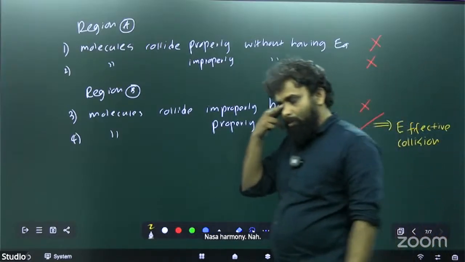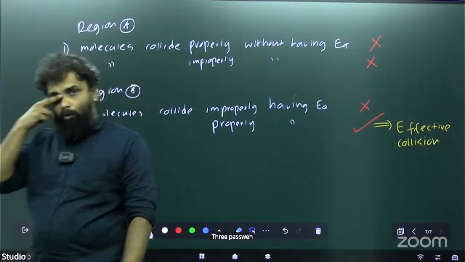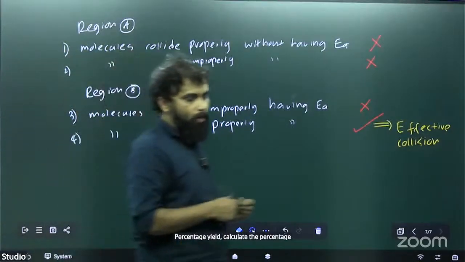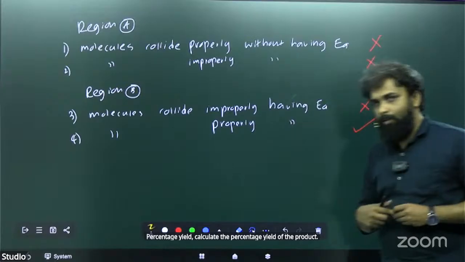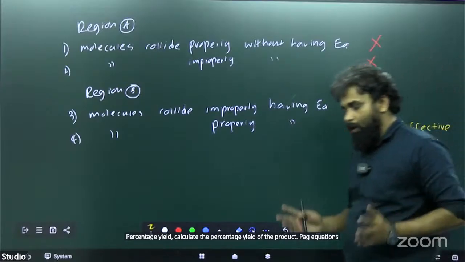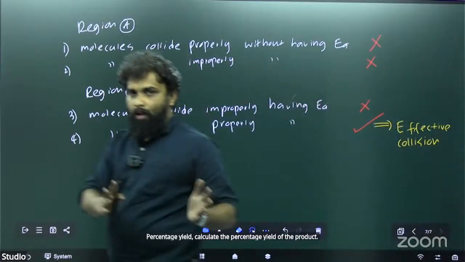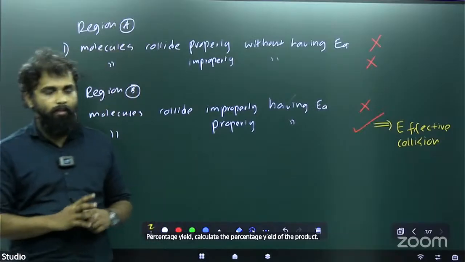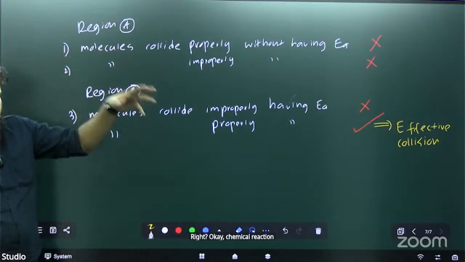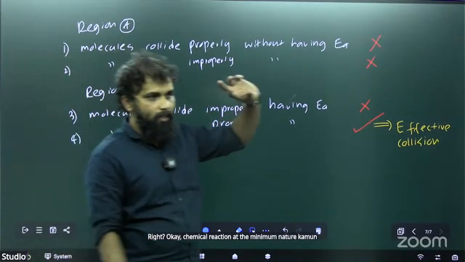So, in past papers, questions are given like percentage yield, calculate the percentage yield of the product. Right? A chemical reaction is given, and it says this much product was obtained, then calculate the percentage yield.